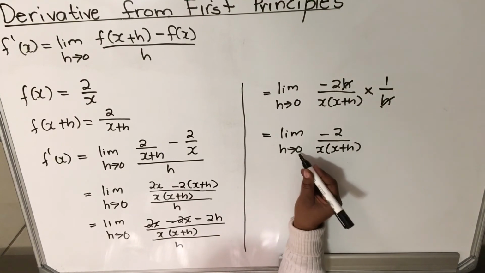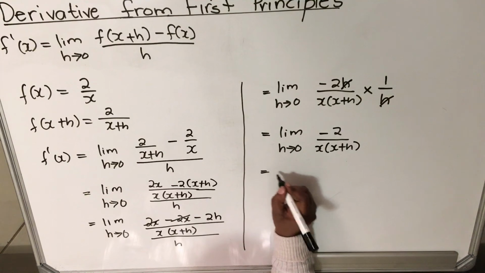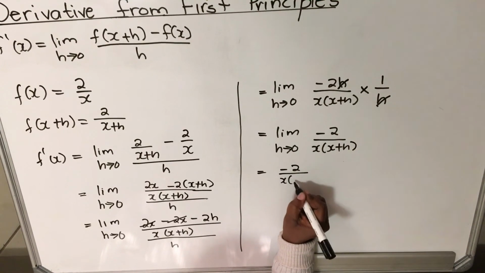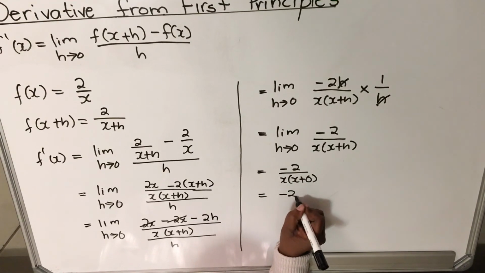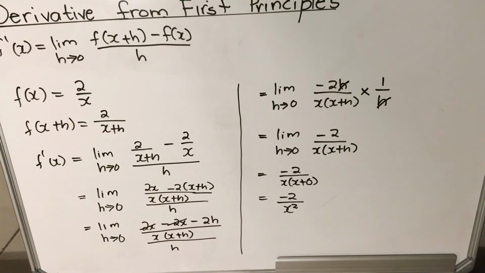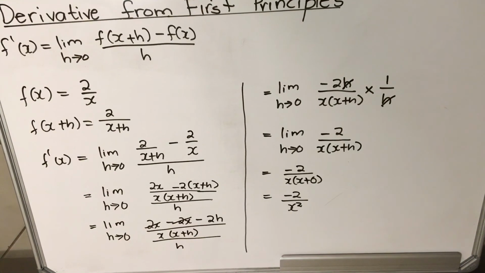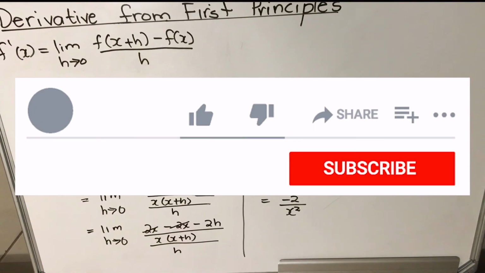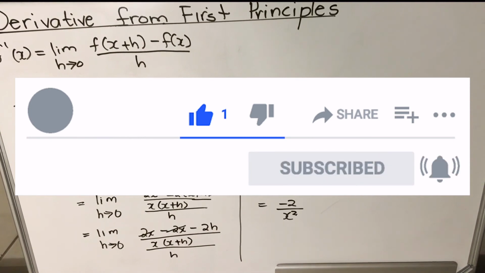Right. If I put a 0 here, I will not have a denominator that will make my thing undefined. So I'll have minus 2 over x into x plus 0. So my answer is minus 2 over x squared. Okay, this is how you deal with a fraction. You just need to practice doing fractions, and then as you do them more, you get better. This is the end of our lesson. Thank you for watching.